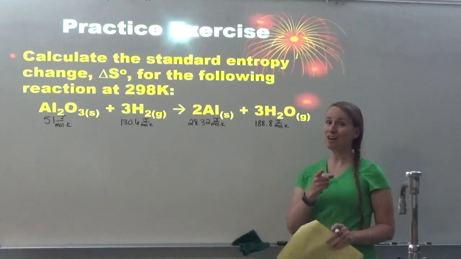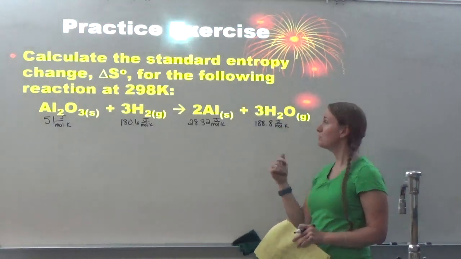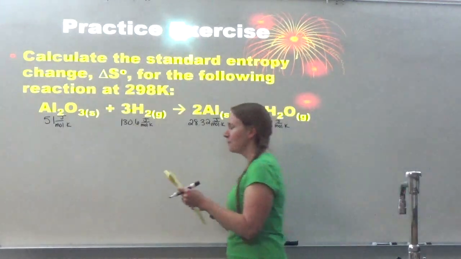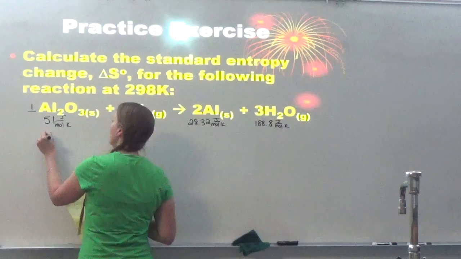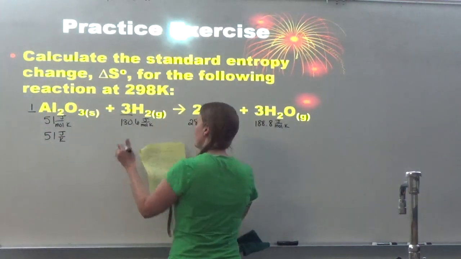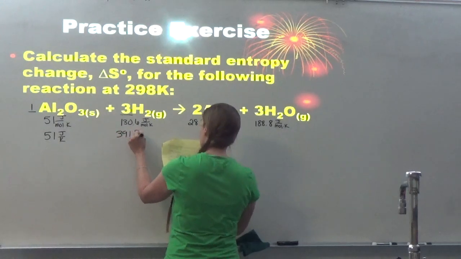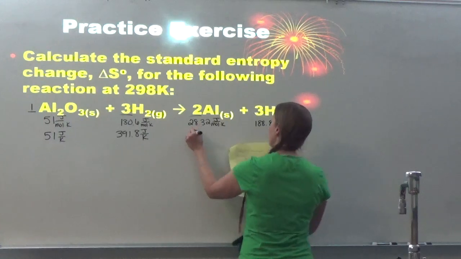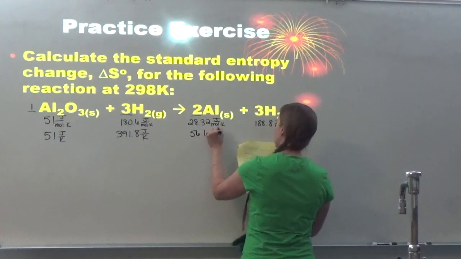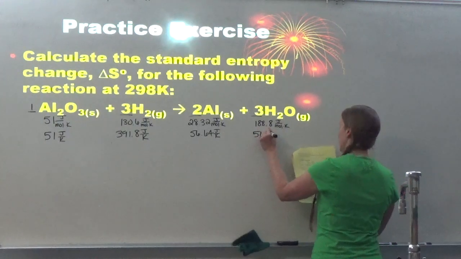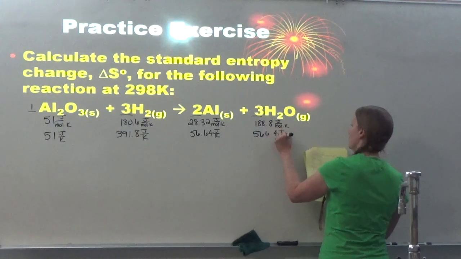Okay, so now pause the video and try it. Now that you have them, don't forget to multiply by those coefficients. All right, so I'll assume you've done that. We'll look at it together. Okay, so this one just had a coefficient of 1, so it's just 51 joules per Kelvin. This one had a coefficient of 3, so I multiplied it by 3 and got 391.8 joules per Kelvin. This one had a coefficient of 2, so I got 56.64 joules per Kelvin. This one had a coefficient of 3, so I got 566.4 joules per Kelvin.